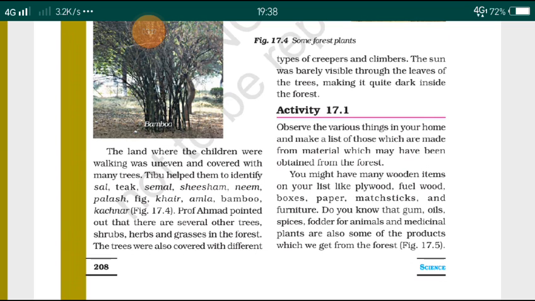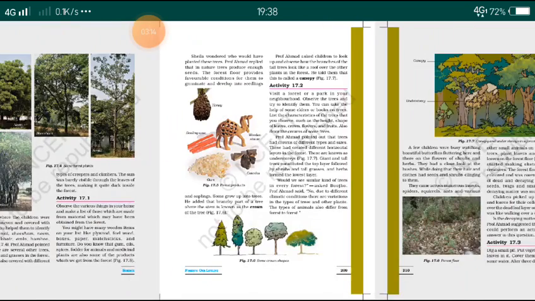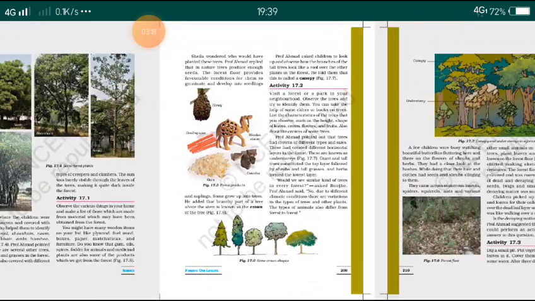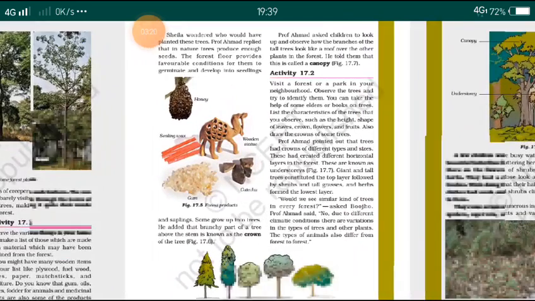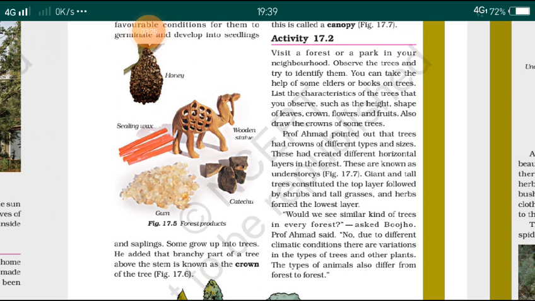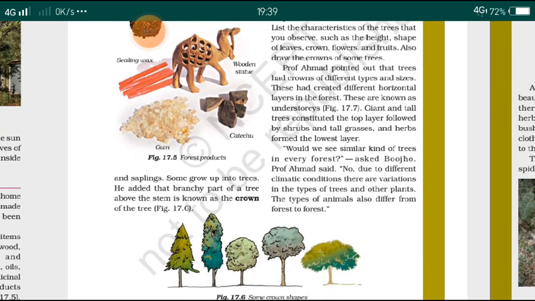Then we perform an interesting activity, Activity 17.1. Then we see some forest products like honey, sealing wax, wooden statue, cashew and gum. These are the forest products.